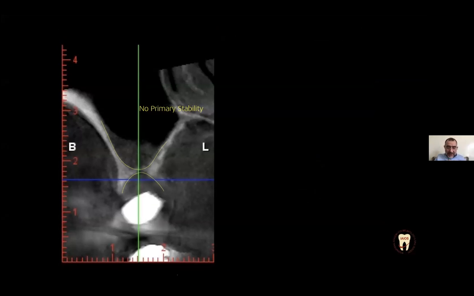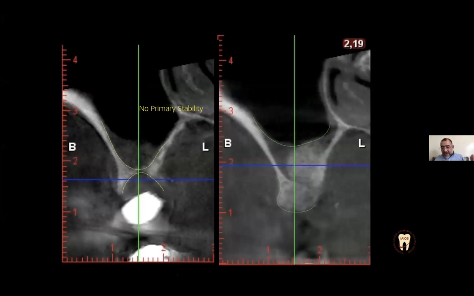implanting. You can see here we don't have primary stability, and we create the volume of bone, and we place the implant in a second stage.